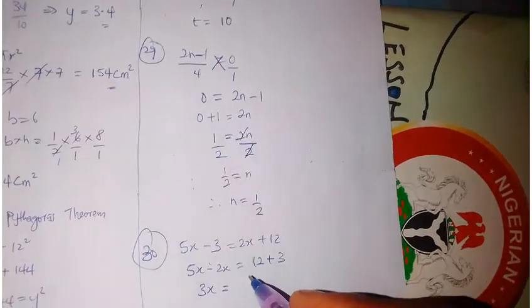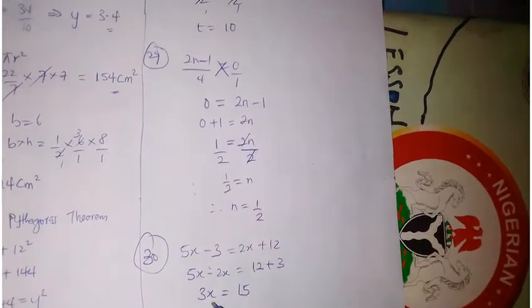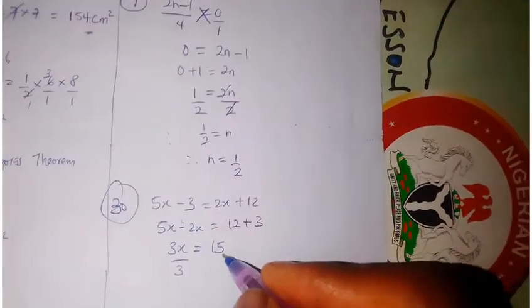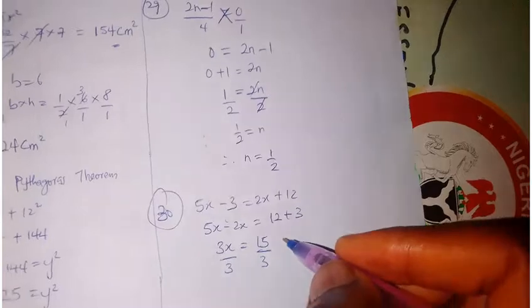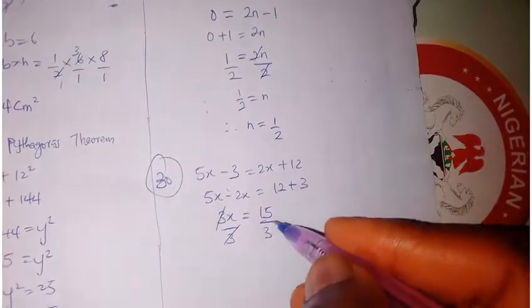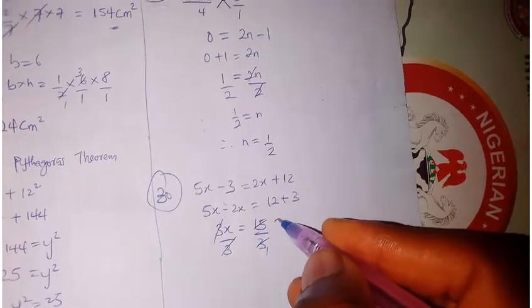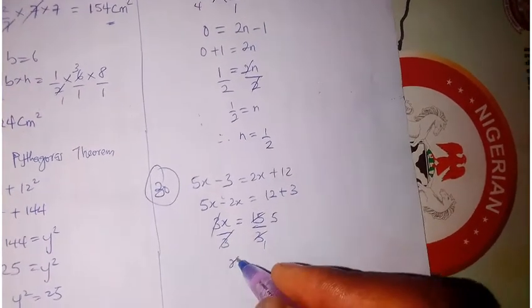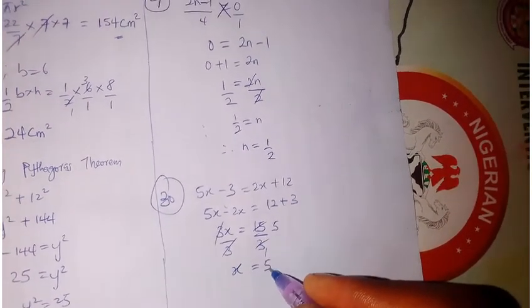12 plus 3 is 15. Divide both sides by 3 to get my x. Now in which case this cancels out. 3 here 1, 3 here 5. Leaving my x to be equal to 5.